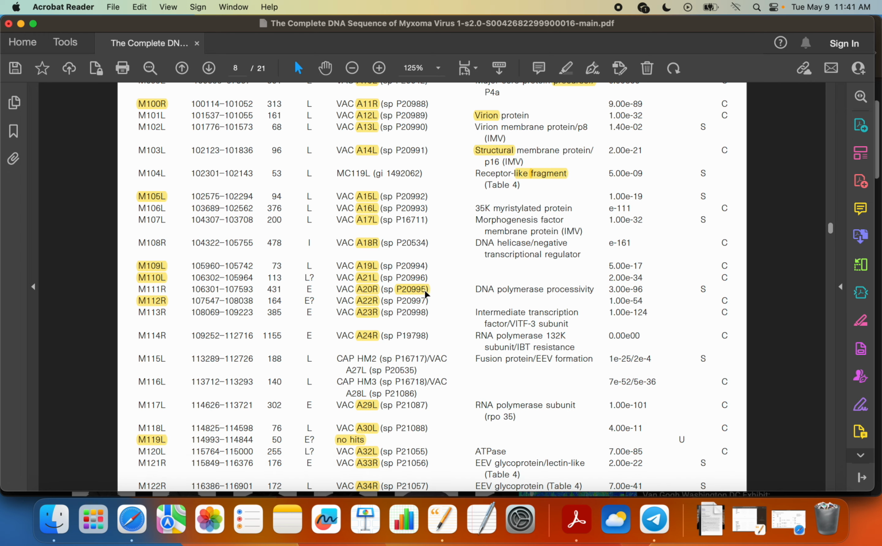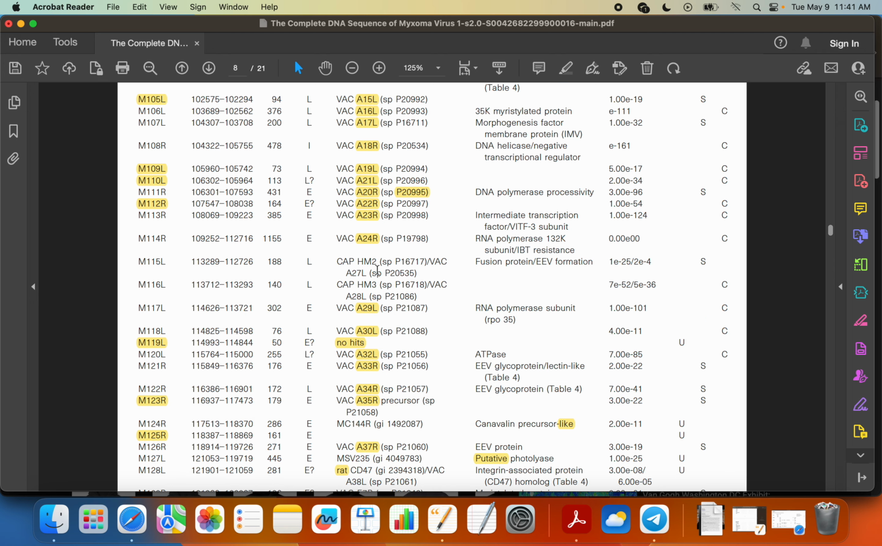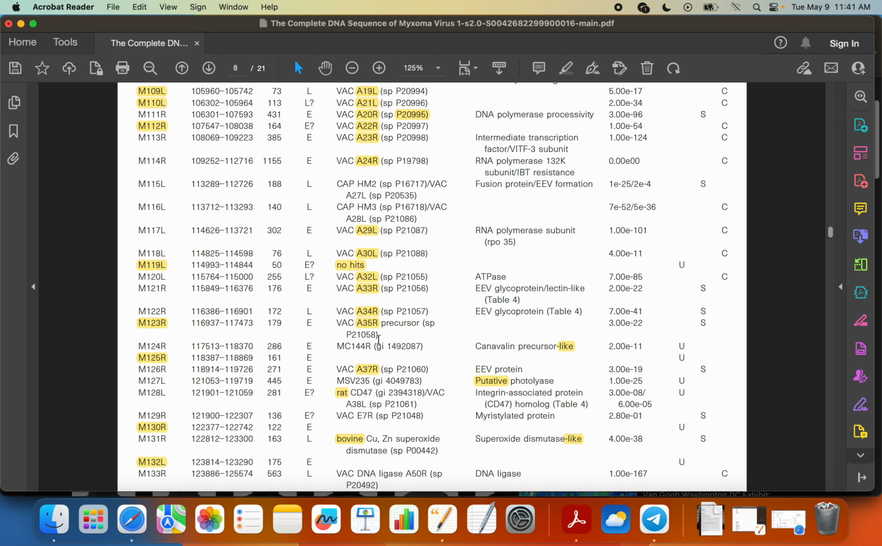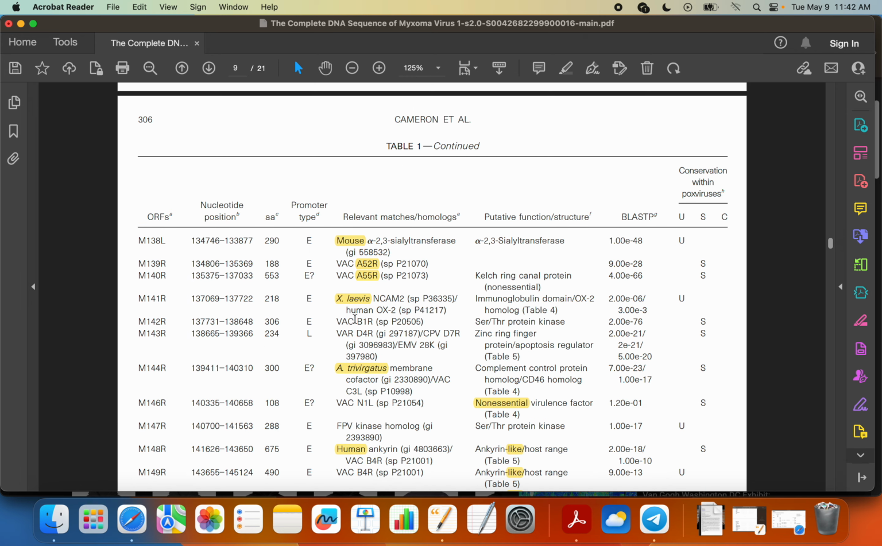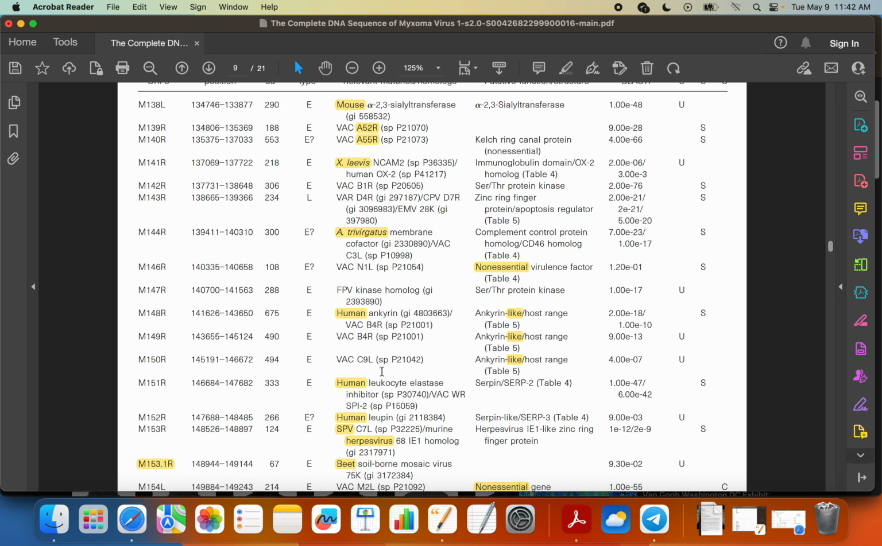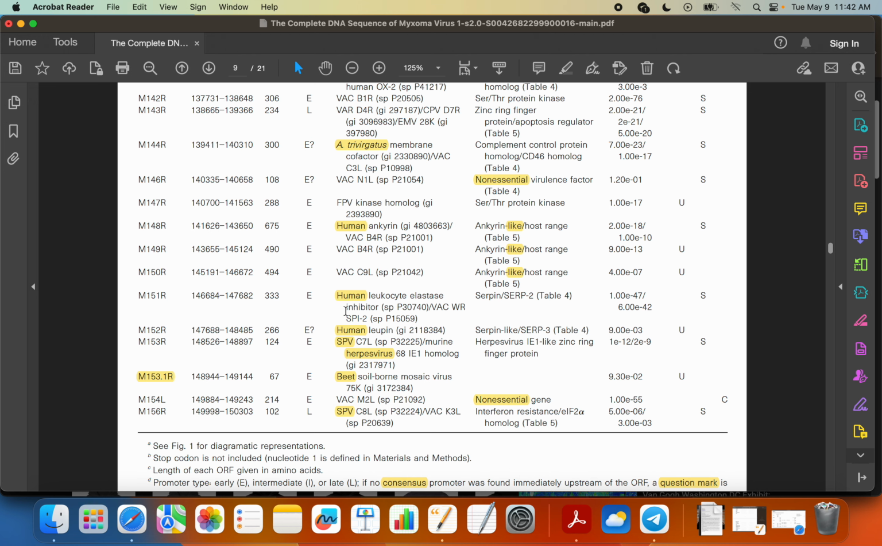Yeah, this one's out of sequence here. So it goes from 6 to 5, 7. No hits. So I didn't know what that meant. Mouse. This is a crested goshawk. More human stuff. Herpes virus. There's a beet.